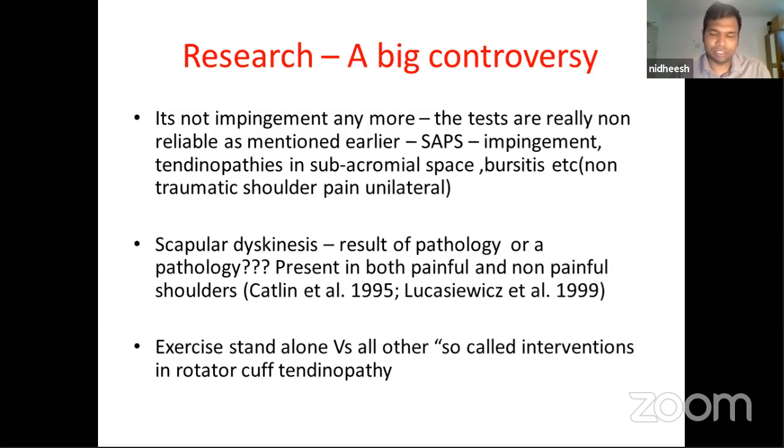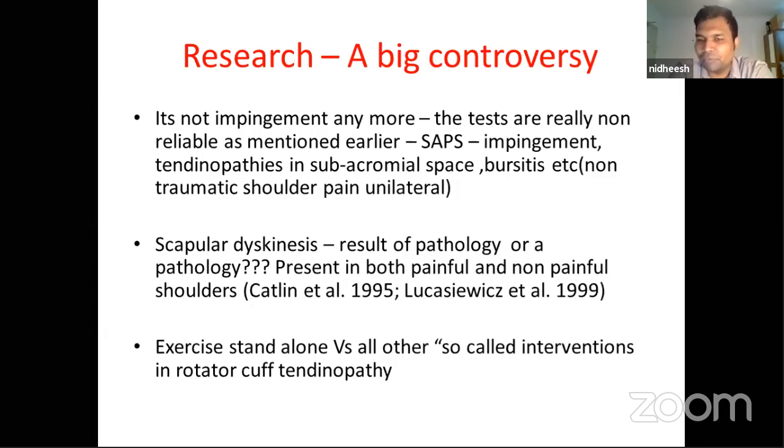Then you have scapular dyskinesia. This is something that I always get into a debate about when I do webinars. This is one question that our clinicians will always ask me. Is scapular dyskinesia a result of a pathology, or is it a pathology? Because studies say that this seems to be present in both painful and non-painful shoulders. If scapular dyskinesia is a problem for impingement, then how is it not a problem for those with non-painful shoulders? In your very own body, you don't have pain, but one shoulder blade is different from the other.